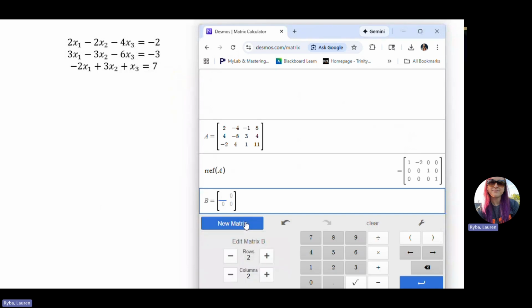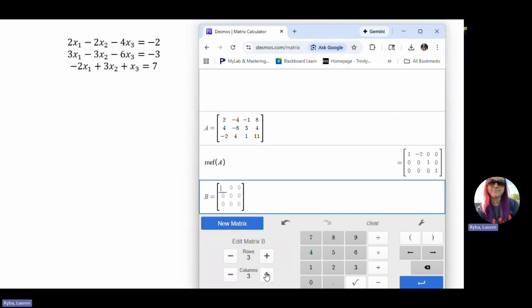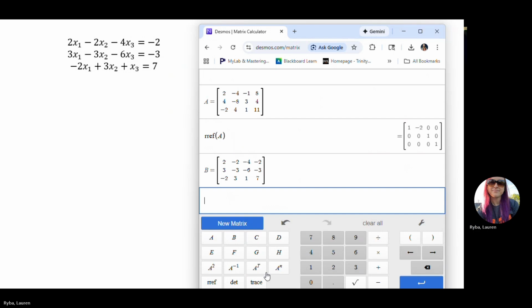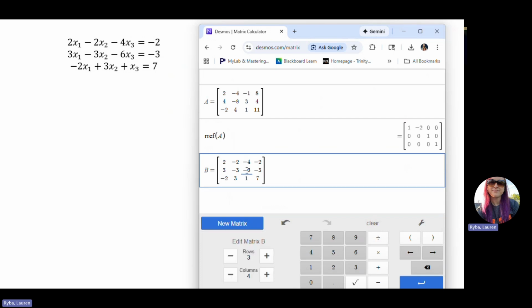Okay, so I'm going to make my new matrix. Again, 3 rows, 4 columns, and then I'm just going to start entering my numbers. So 2, -2, -4, -2. 3, -3, -6, -3, -2, 3, 1, and 7. And even if you hit enter and you had a mistake, you can always go back and click on it and fix it and then hit enter and it'll fix it. So just so you know.